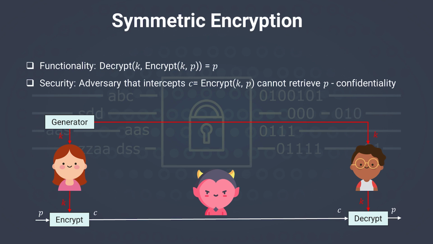The symmetric aspect comes from the fact that the same key was used for encryption and decryption. This will not always be the case with cryptographic algorithms that we will see in this course. Let's now see some concrete examples of these algorithms encrypt and decrypt.